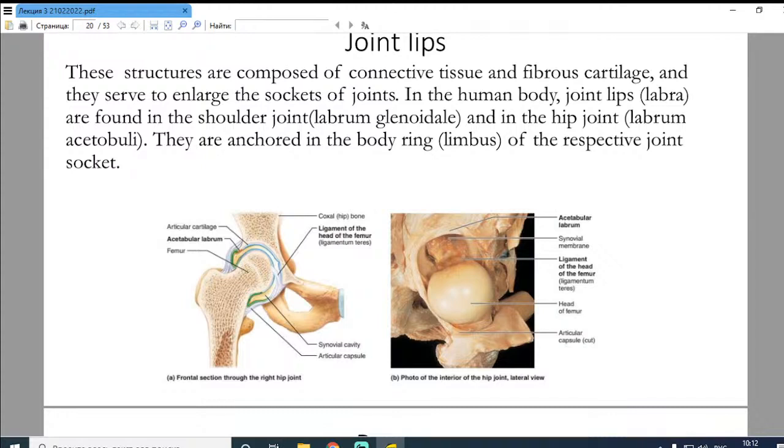And you see joint lips. Acetabular labrum. Here you see the articular capsule, cut, the head of the femur, and the ligament of the head of the femur.